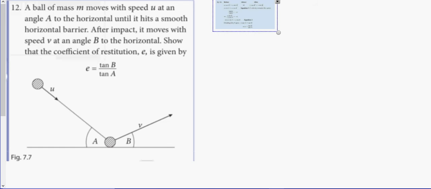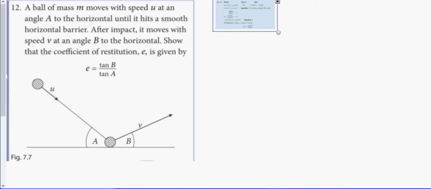Okay, so a ball of mass m moves with speed u at an angle a to the horizontal until it hits a small horizontal barrier. After impact, it moves with speed v at an angle b to the horizontal. Show that the coefficient of restitution e is given by the following.